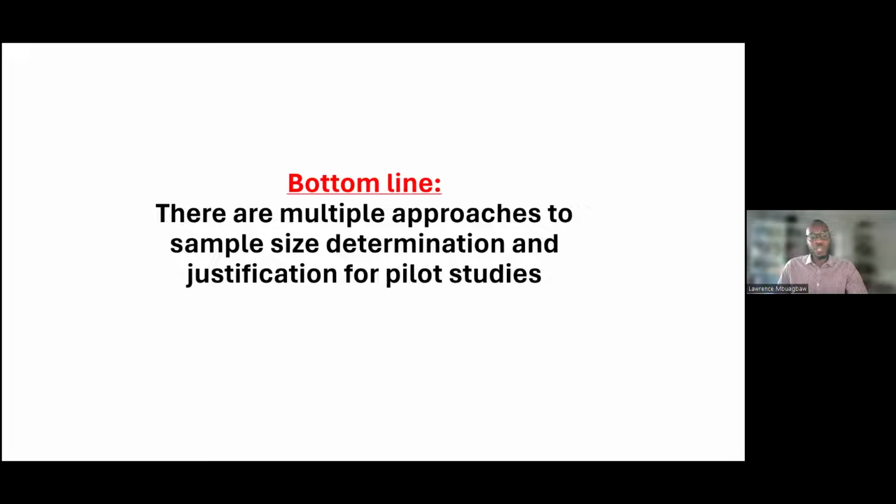So the bottom line is that there are multiple approaches, but ultimately a justification is needed. You need to say why this is the number of people that you're going to include in your study. Now, if you're setting up a pilot study, you need to set up criteria for determining the success of your feasibility assessment. And these are the criteria I called the progression criteria, right?